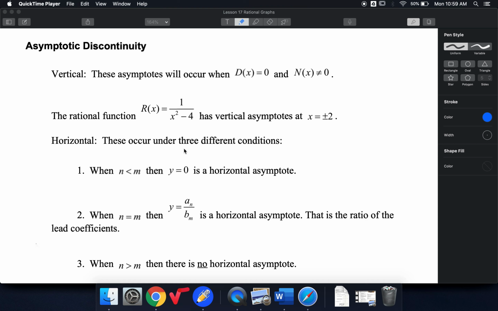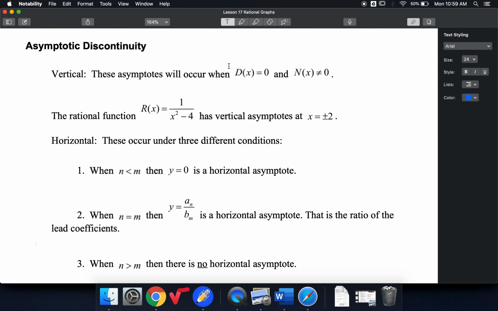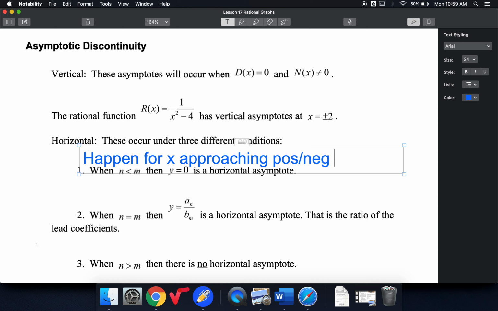Horizontal asymptotes, well, a horizontal asymptote is what is happening as x is approaching infinity. So horizontal asymptotes happen for x approaching positive or negative infinity.